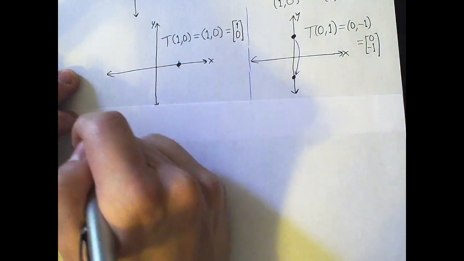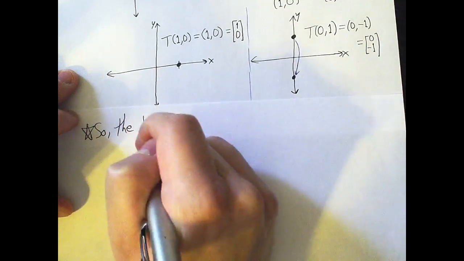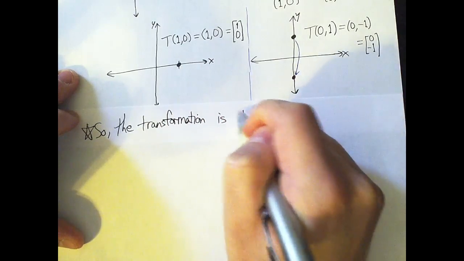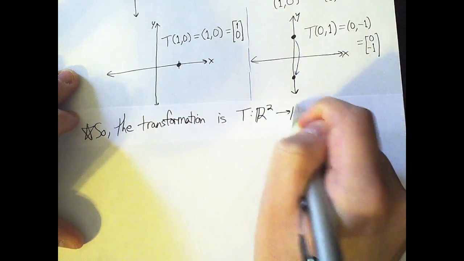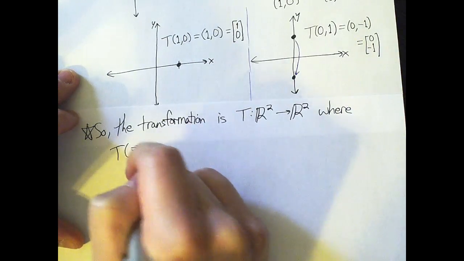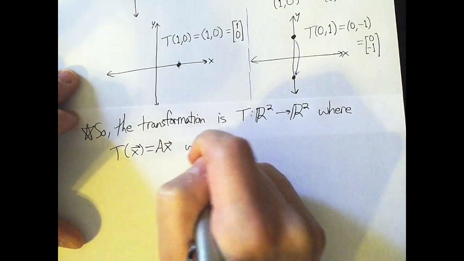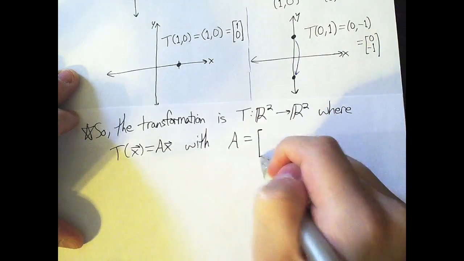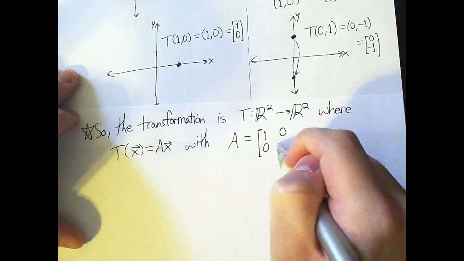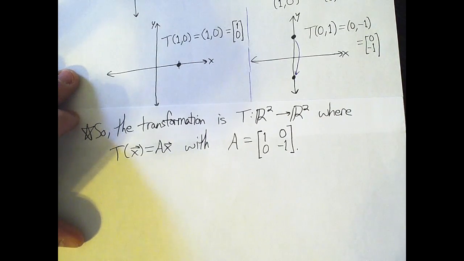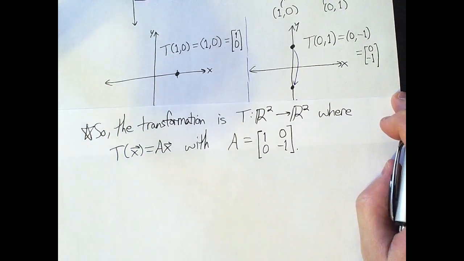Let's write this result. The transformation goes from R2 to R2, where T of x equals Ax with A equal to, remember, we just take these two vectors that we found. So 1, 0, and 0, negative 1. That's the result. That is the linear transformation that would perform a reflection across the x-axis in two-dimensional space.